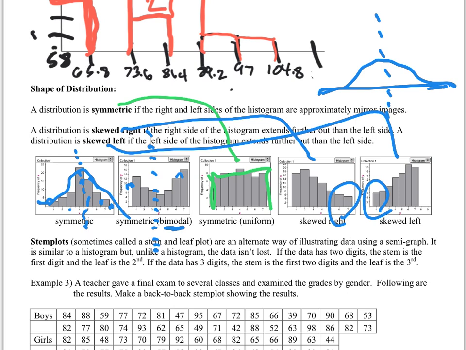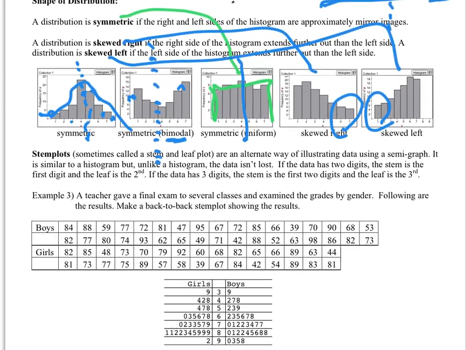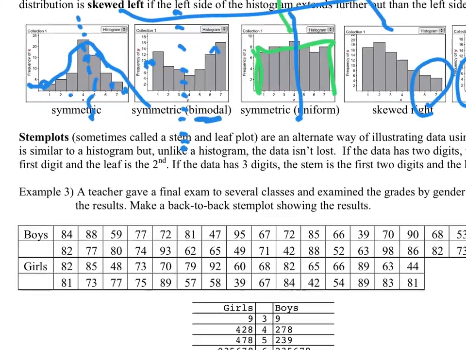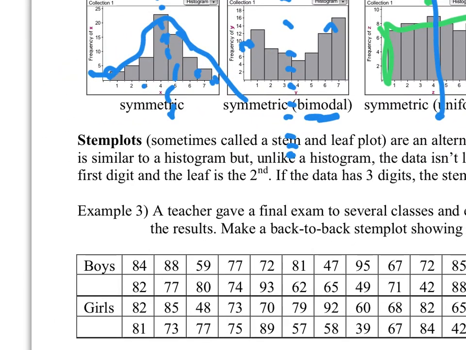This was symmetric, also uniform. I should really correct myself. Symmetric doesn't mean the rectangle. Uniform means rectangle. Symmetric just means it's the same mirror image if you cut it in half, which is what happens here. And this is skewed to the right, this is skewed to the left. Questions on that? That's just terminology.